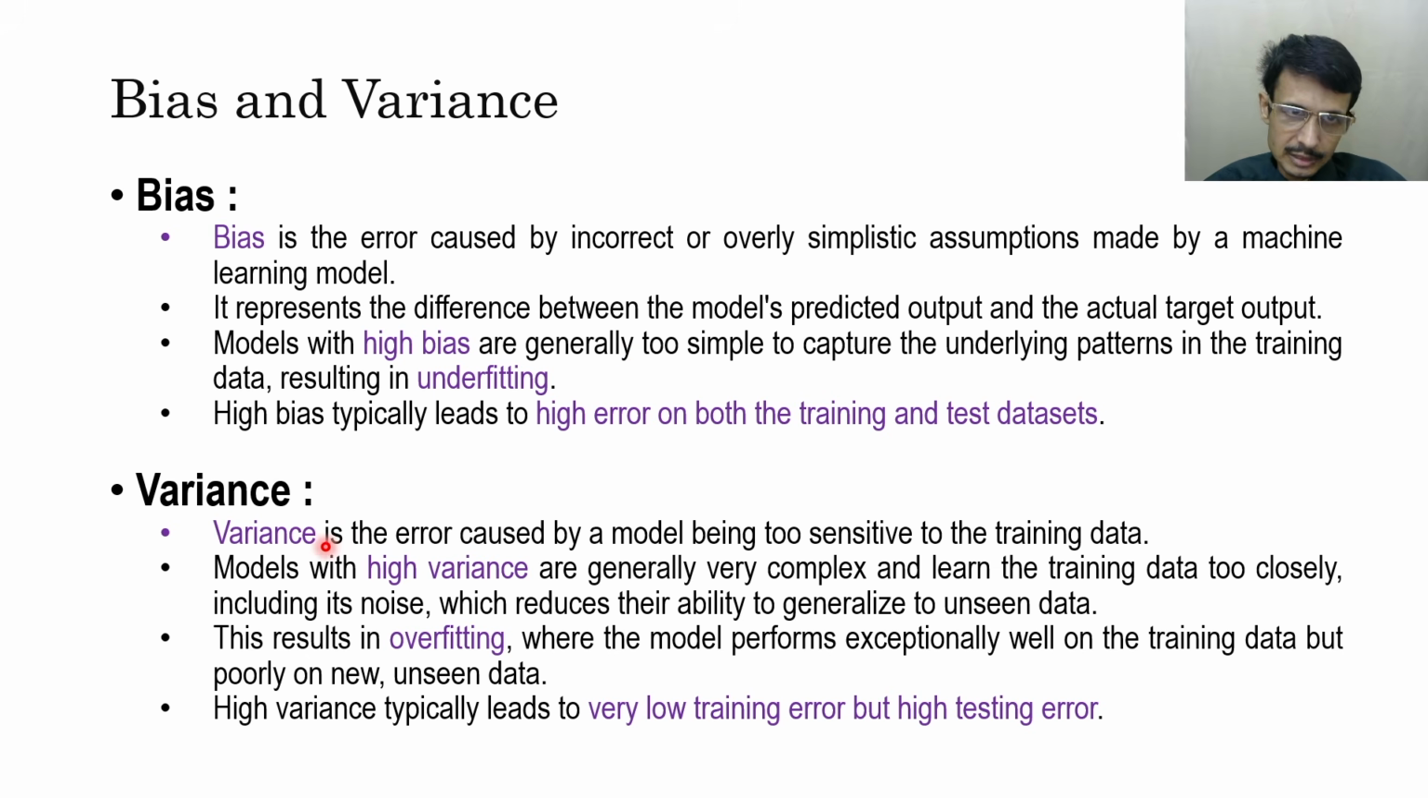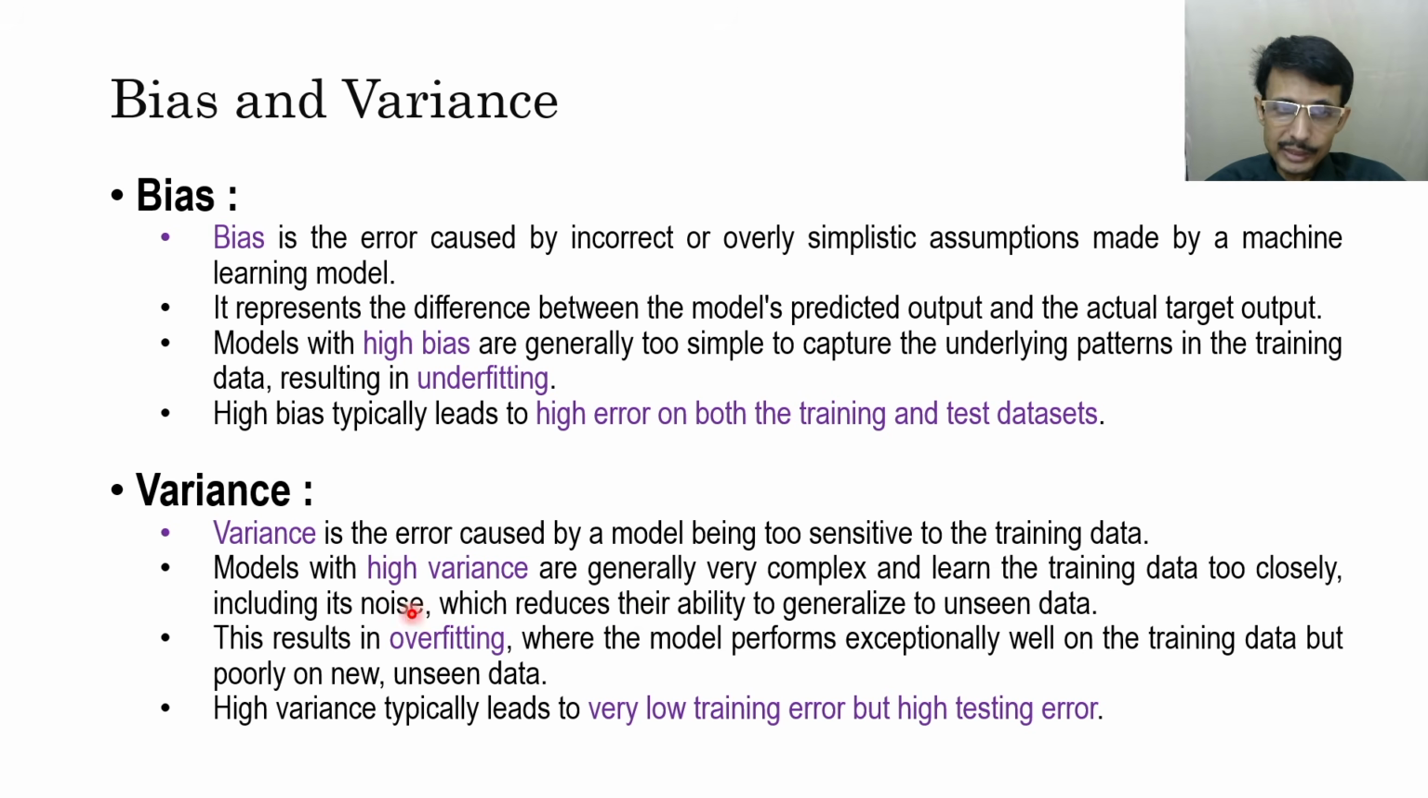On the other hand, variance is the error caused by a model being too sensitive to the training data. Now, what if a model is very complex and very accurate on the training data? Models with high variance are generally very complex and learn the training data too well. They even learn the noisy training samples. And this kind of nature reduces their ability to generalize to others.